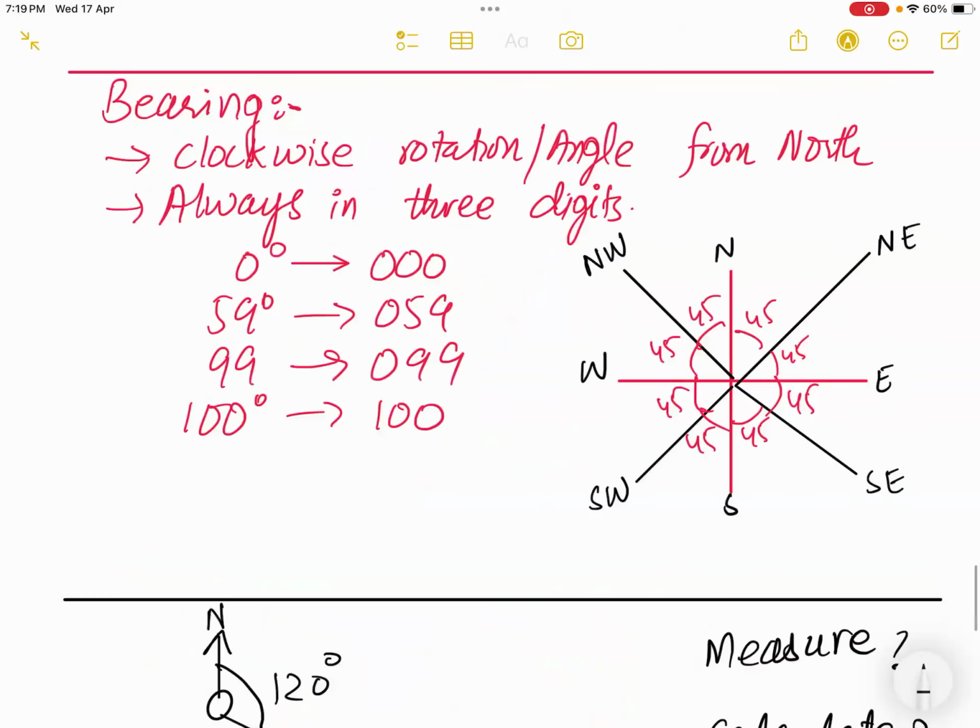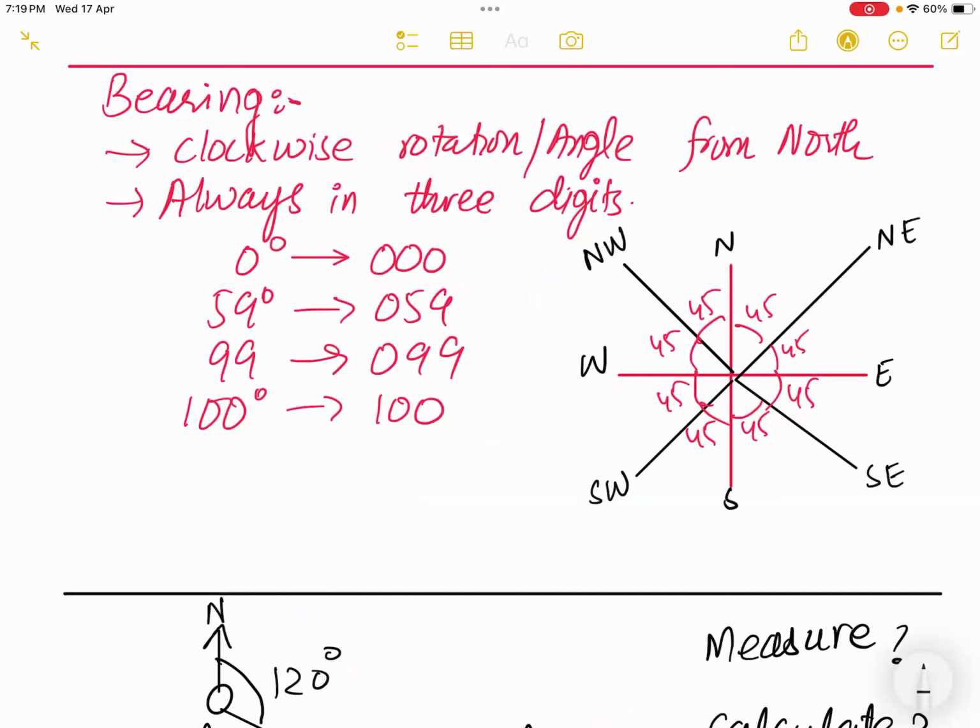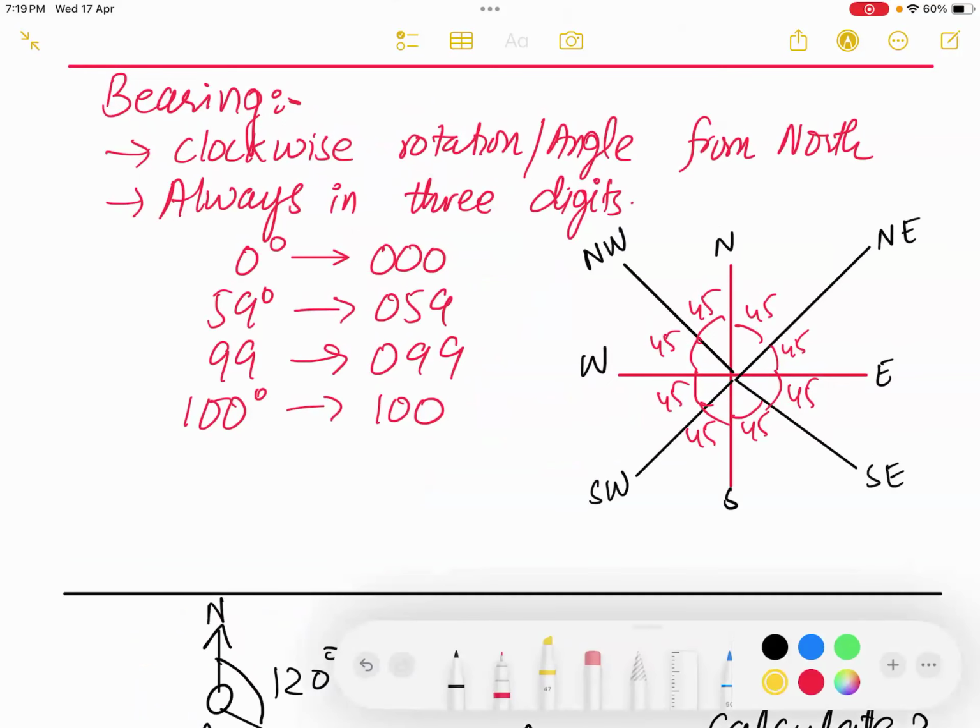Okay. Then we have the concept of a bearing. That is what a bearing is.